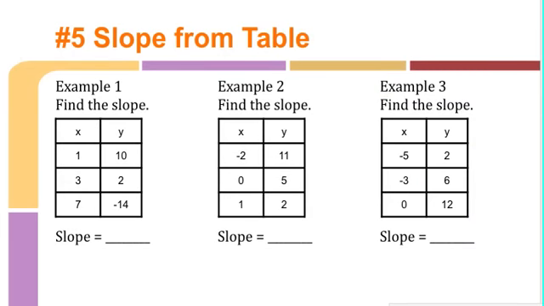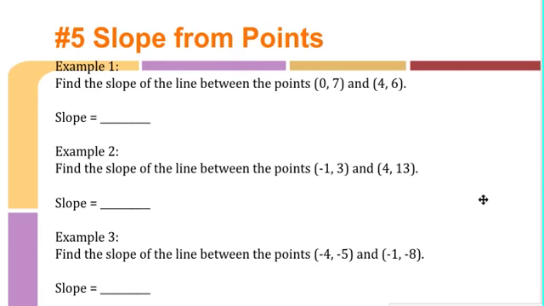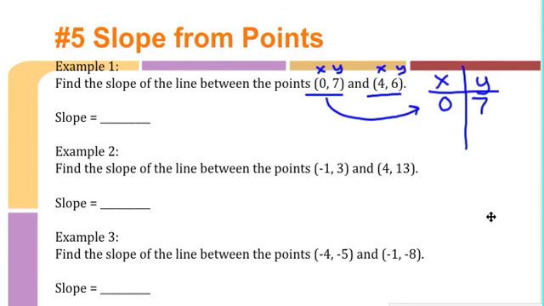Let's move forward. So the next part, we're going to be looking at points. But the same idea is going to apply, and we're actually going to use a strategy where we're going to create a table. So it says find the slope of the line between the points 0, 7, and 4, 6. Now remember, all of these go x comma y, x comma y. So what I'm actually going to do is make a little table over here, x, y. Just place them in here. So 0, 7, that's this point right here. And then 4, 6.